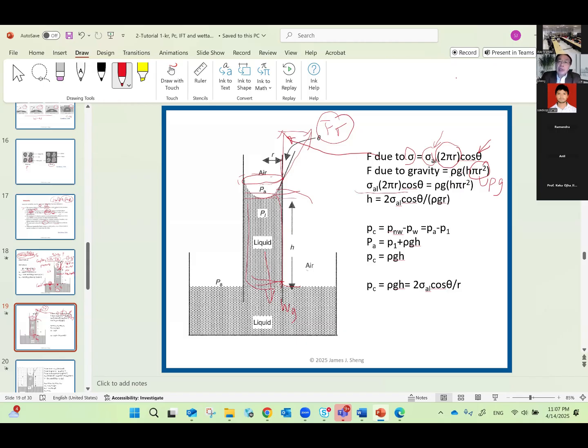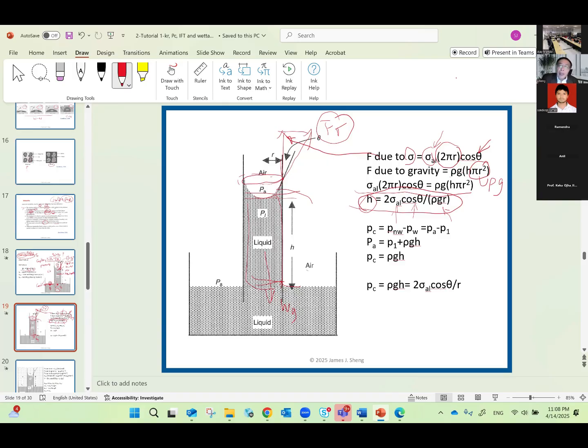So now we get this condition. At the end, we have this relationship. What does this relationship show? This h, how high the water will rise, will depend on the interfacial tension, the contact angle, and this radius, the radius of the small tube.